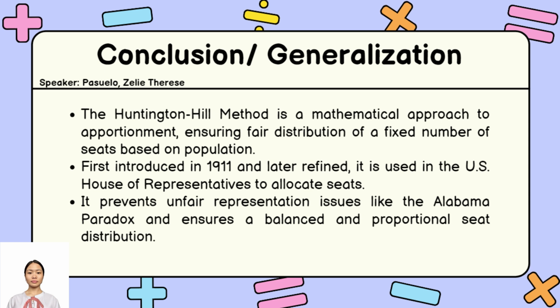It works by assigning at least one seat to each state or group, then distributing the remaining seats using a priority system based on the geometric mean. This prevents unfair situations like the Alabama paradox, where a state could lose a seat when more seats are added. By applying this method to a real-world example, we see how seats are allocated proportionally, ensuring fair and balanced representation for both large and small states.